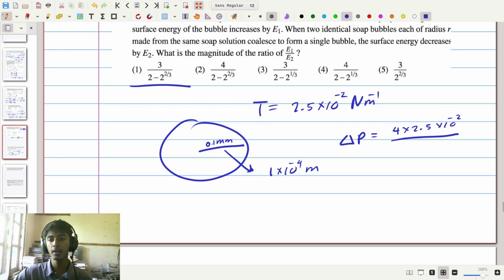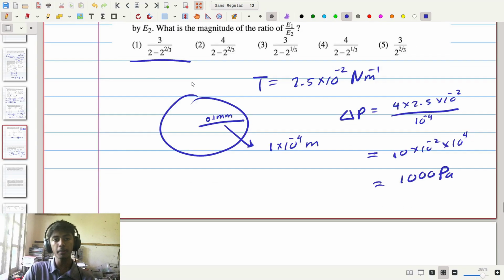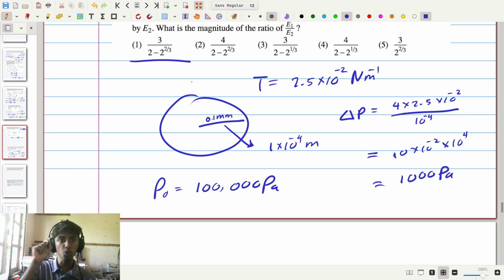10 to the minus 2 divided by 10 to the minus 4, we can see we'll get 10 here, so 10 times 10 to the minus 2, and then 10 to the minus 4 turns into 10 to the plus 4 in the numerator. So we have this, which turns into 10 to the minus 2 and this thing cancelling to give us 10 to the plus 2 here, times 10, which is 10 to the plus 3, or 1000 pascals. Now atmospheric pressure P0 is equal to 100,000 pascals. And therefore, even with this super tiny bubble, the error here is only about 1%.